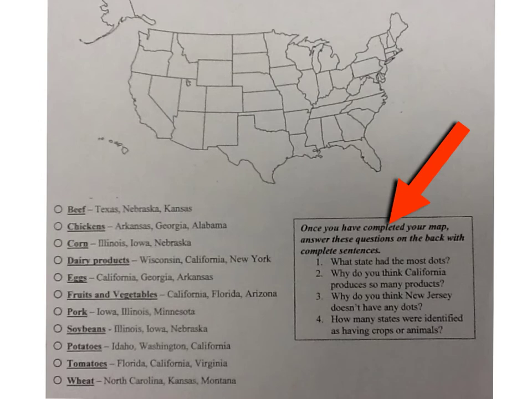Just because you've completed your map and all the dots are filled in for every commodity and the 3 states where it is a top grown crop across the nation, it does not mean that you are done. Notice it says, once you have completed your map, answer these questions on the back with complete sentences. These questions do require thought by you. I want you to think about what you've just done.